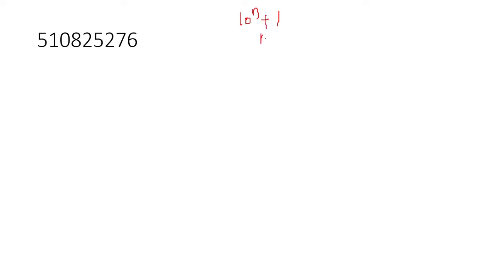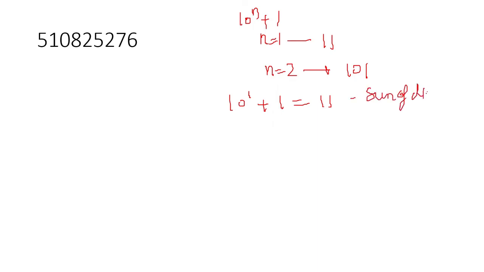If you put n equals 1, then 11. If you put n equals 2, then it is 101. Now 10 to the power 1 plus 1 is 11. The rule is the sum of the digits at odd place minus the sum of the digits at even place, write this down properly. Sum of digits at odd place minus sum of digits at even place.